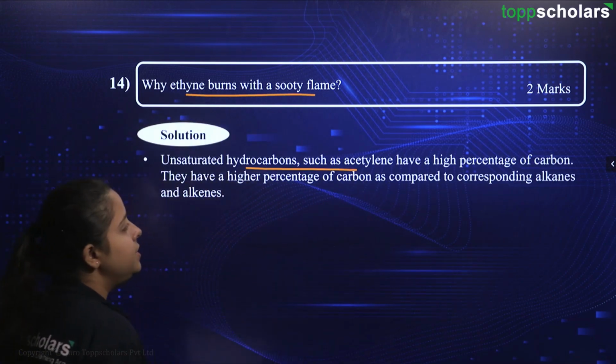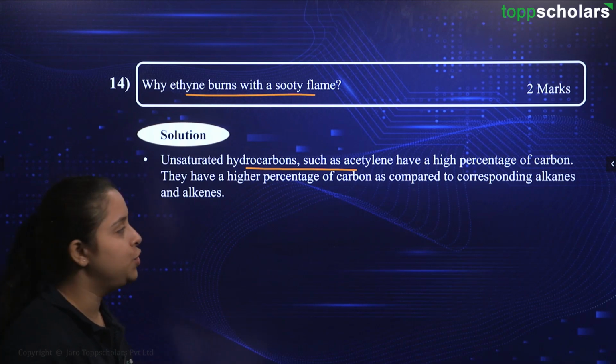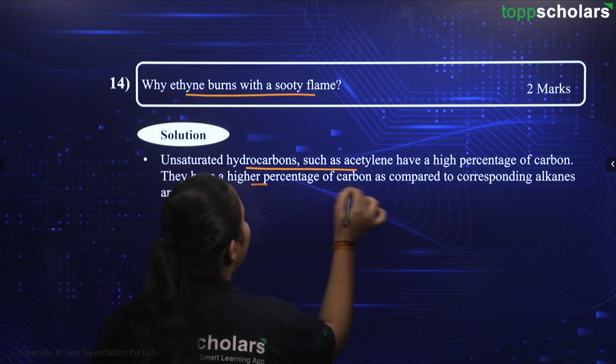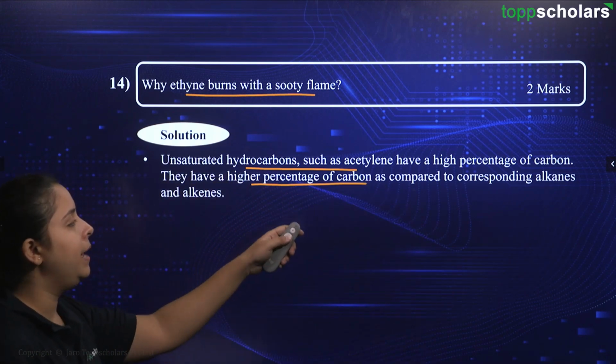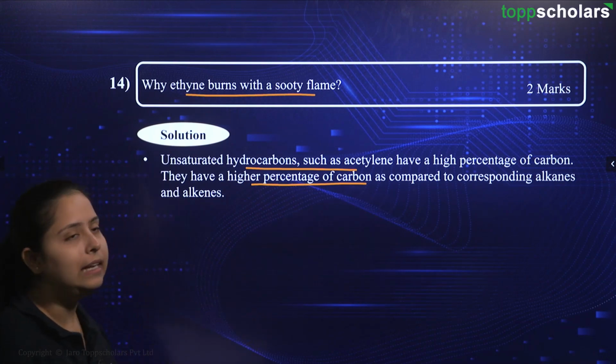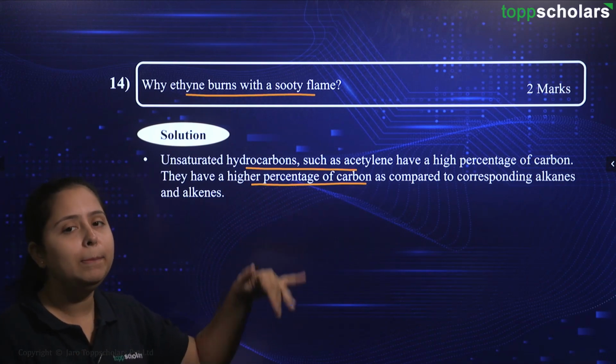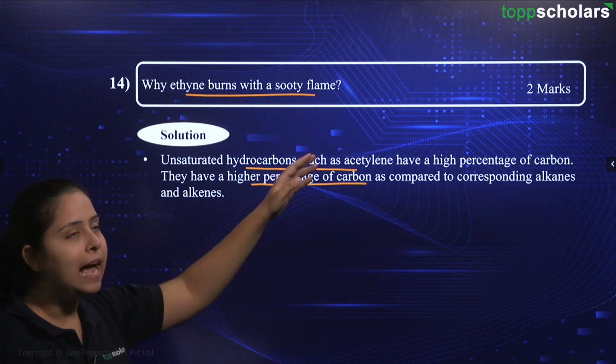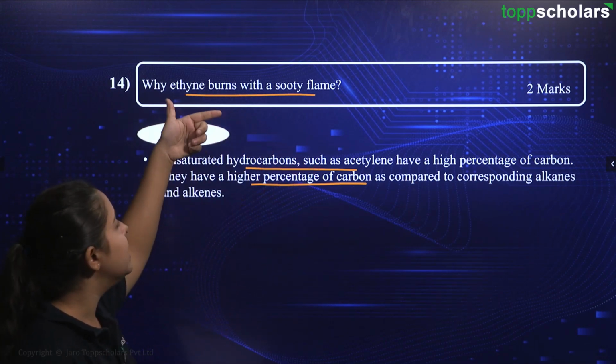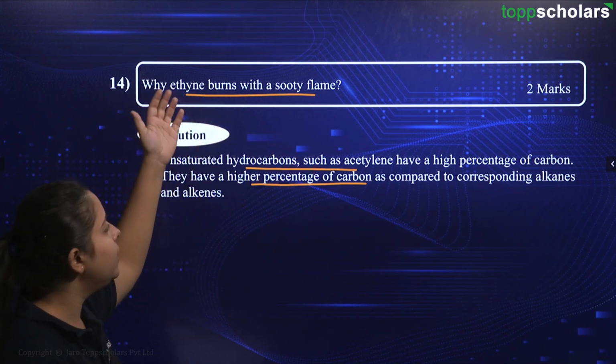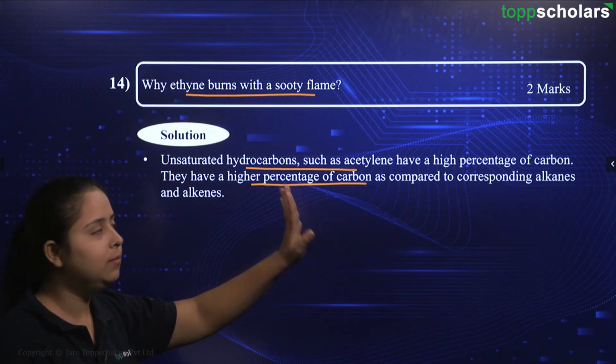Unsaturated hydrocarbons such as acetylene have a high percentage of carbon. Okay, they have a higher percentage of carbon as compared to the corresponding alkanes and alkenes. Okay, so we have made a comparison between alkanes, alkenes and alkynes. Herein we are asked about an alkyne. Ethine can also be called acetylene. Okay, both are the same thing.